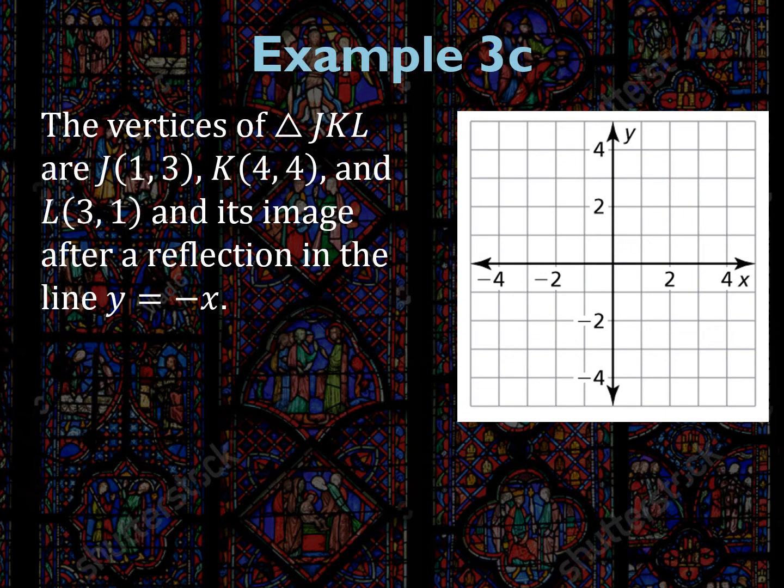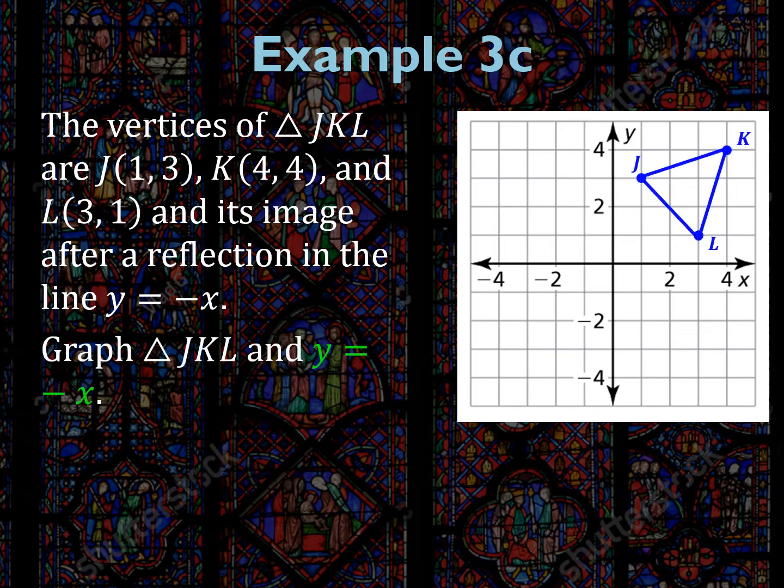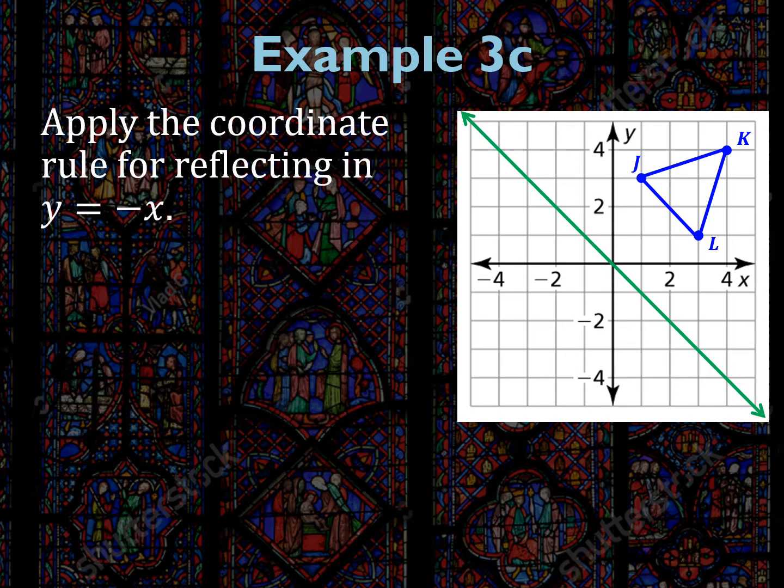Finally, example 3c. The vertices of JKL are as shown, and we're going to graph its image after reflection in the line y equals -x. So let's graph the triangle. There's 1, 3, 4, 4, and 3, 1. And we're going to graph the line y equals -x, which is down there. So we're going to apply the coordinate rule for reflecting in y equals -x. That's (a, b) becomes (-b, -a). In other words, you switch the x and y coordinate and you change both of their signs.